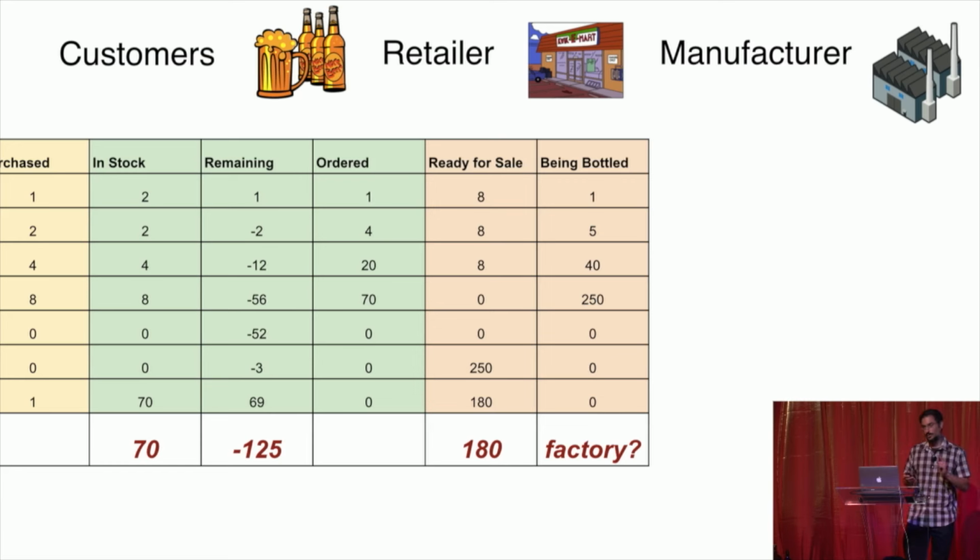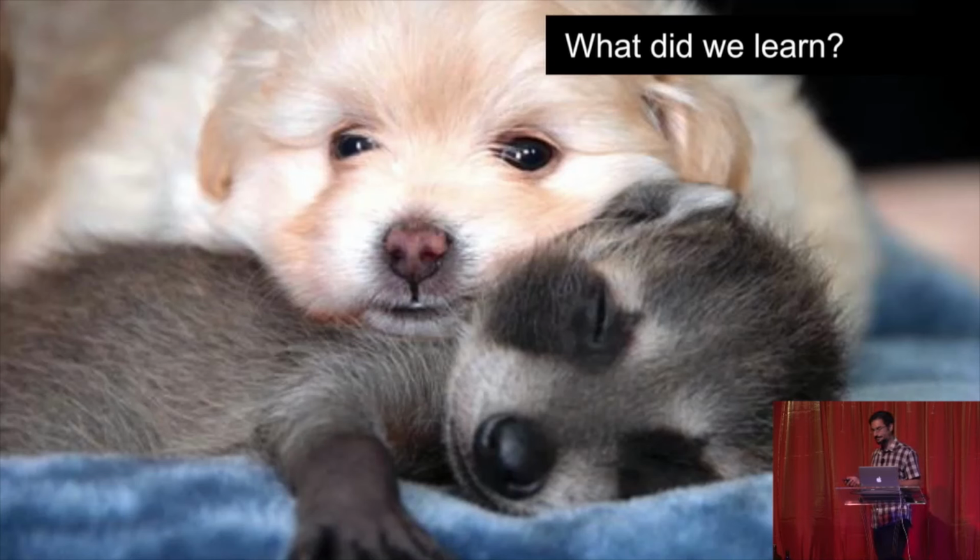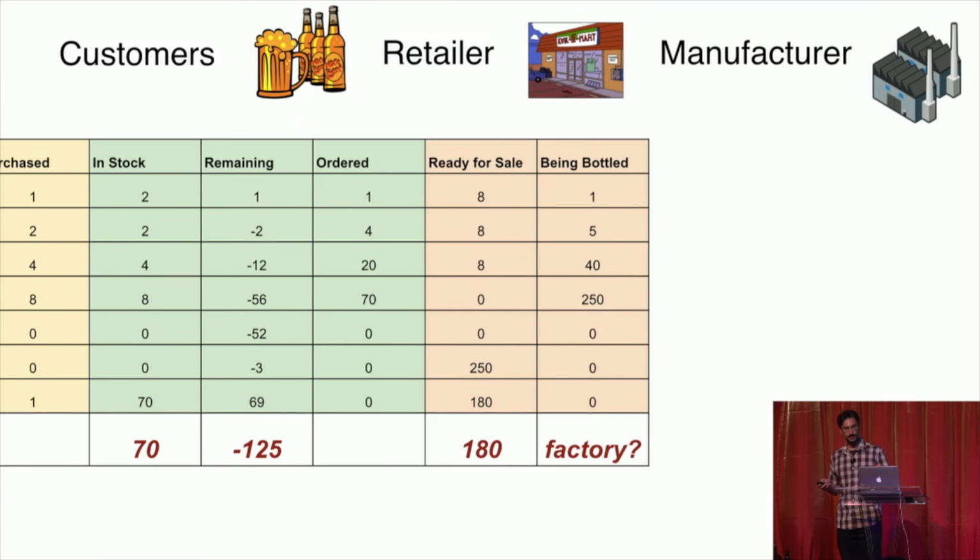Okay, so what do we learn from a game like this? Well, the interesting thing is all 3 of those players, the customer, the retailer, and the manufacturer, they were all behaving exactly rationally. They were all making the right decision given the information that they had, and yet we ended up with this really undesirable result.